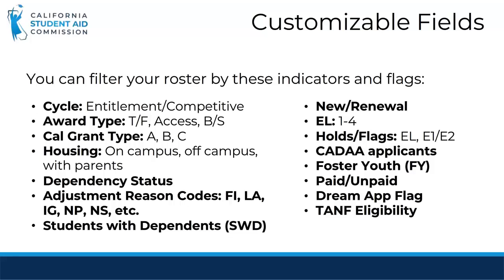As you can see from the list, rosters can be customized to identify groups such as newly awarded students, any students with holds or flags, students with dependents, foster youth, TANF eligible students, or California DREAM Act students. Customizing rosters can be helpful to identify unpaid competitive awardees prior to the competitive recycle.